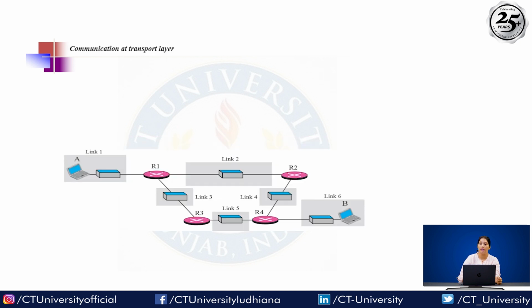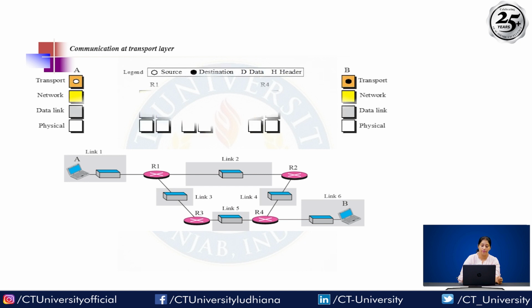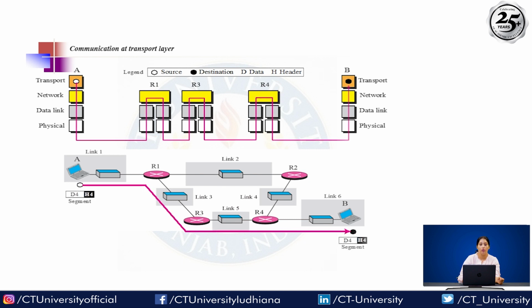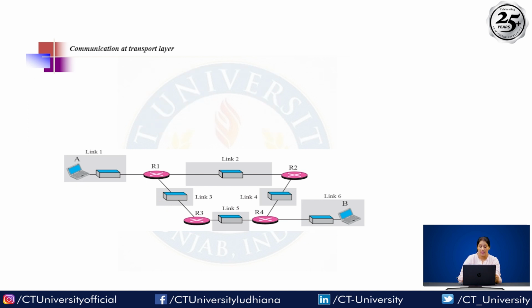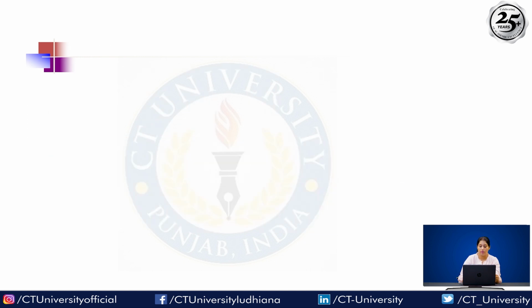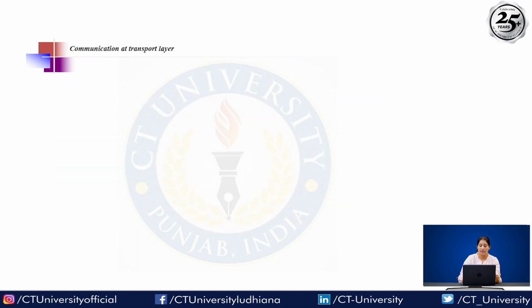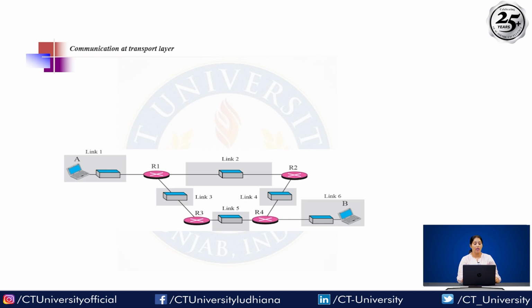Now communication at the transport layer. 4 layers will come. The same route will be followed, but data is in the form of segments. Earlier data was in the form of datagrams. Now data is in the form of segments in the transport layer.